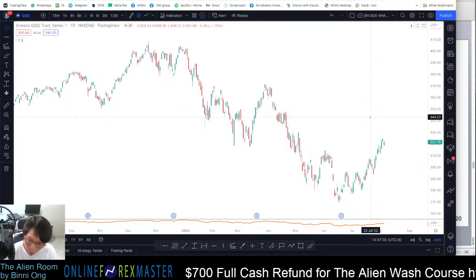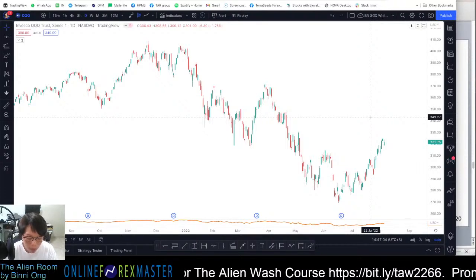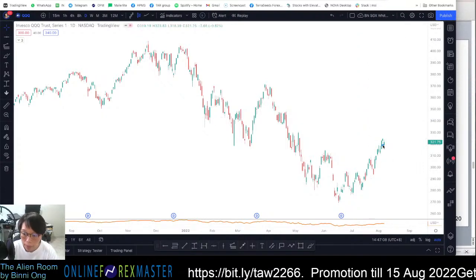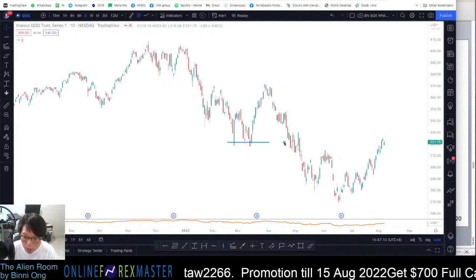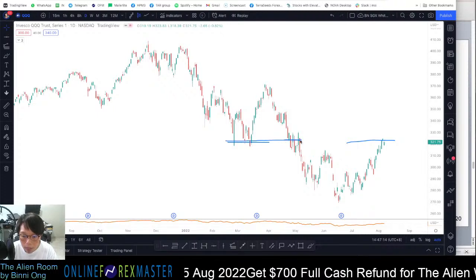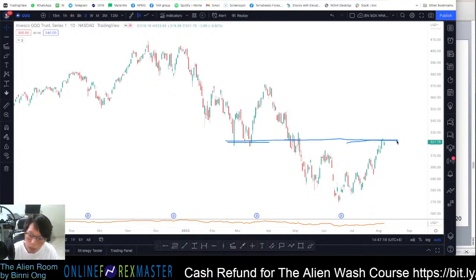Number one, I don't know whether it is a lower high or a higher high. What I do know is that there is a resistance here. That means there is a resistance here, and buying here is just not the best deal.